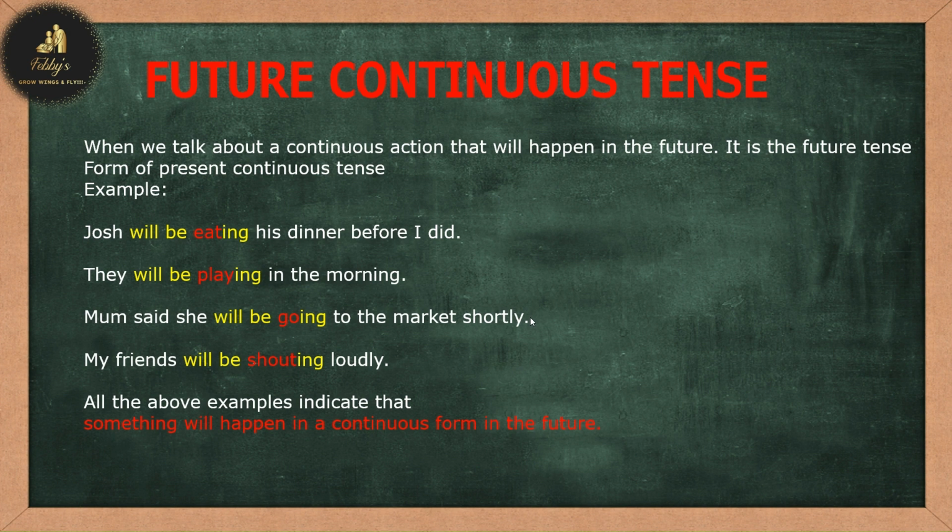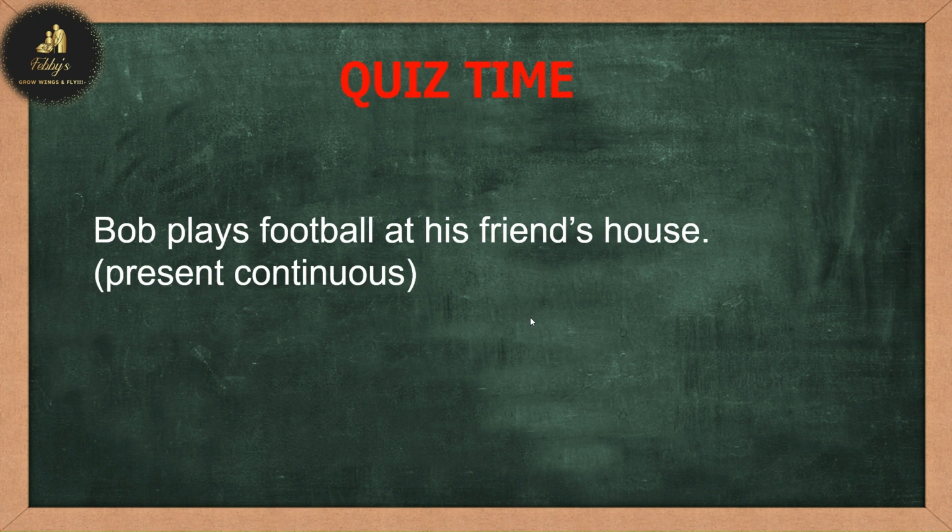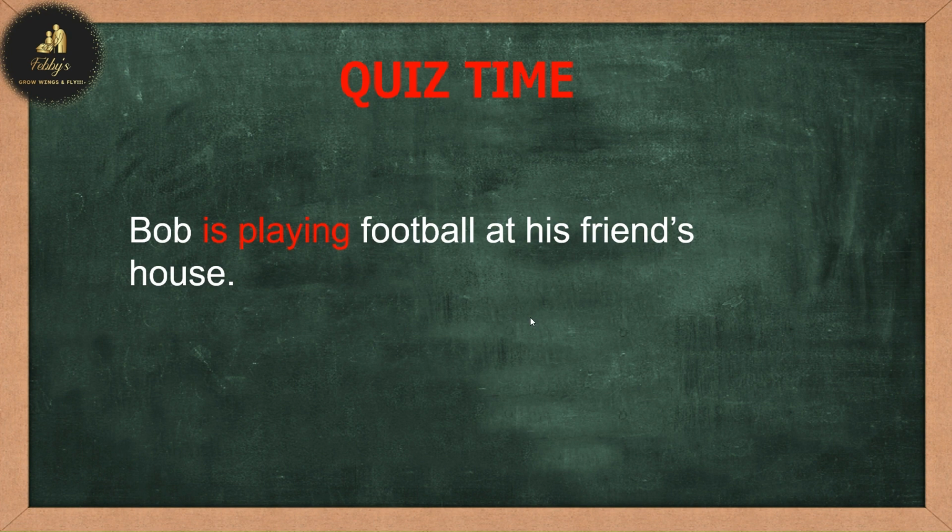Let's have a quick test. Challenge yourself. Read the sentences. Change them into the sentences given in the bracket. As this is self-paced, pause the video, do the question, and then move forward. Bob plays football at his friend's house. Change to present continuous. The answer is, Bob is playing football at his friend's house.